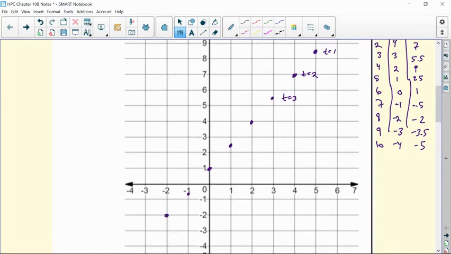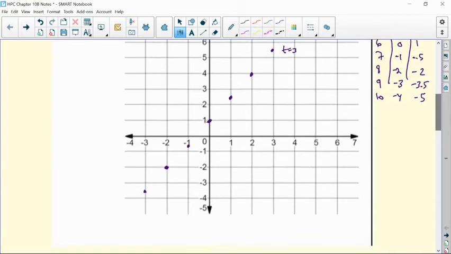Oh, this is fitting perfectly. How nice. -3, -3.5. And our last one, -4, -5. Now, just right there. Okay. And this is where time equals 10 is.